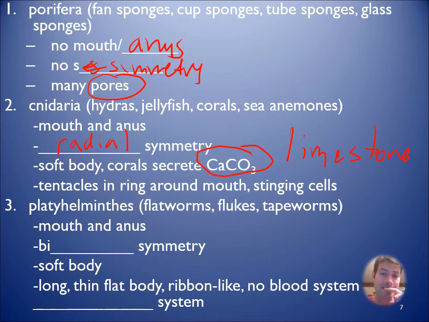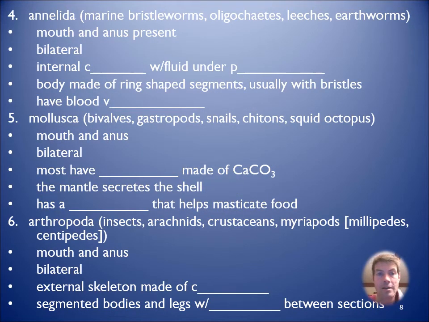Pretty fascinating. Flatworms, platyhelminthes, that's Latin for flat. I don't know what helminthes is, but I'll find out. Mouth and anus, in one end, out the other, bilateral symmetry. Bilateral. Soft body, no blood system or gas exchange system. They're small enough, they don't need to have lungs or gills or anything like that. They just get right through their body.